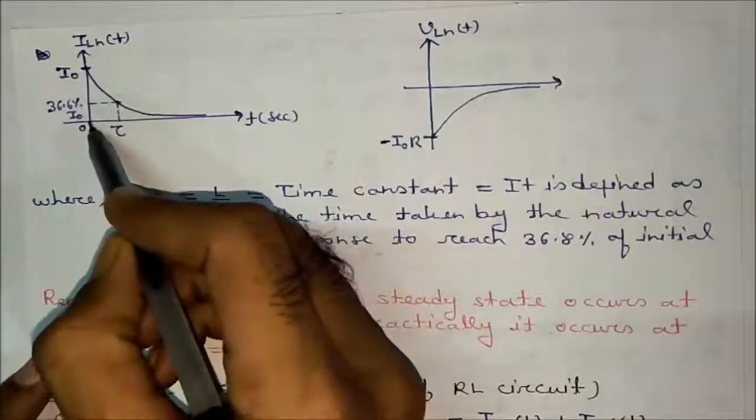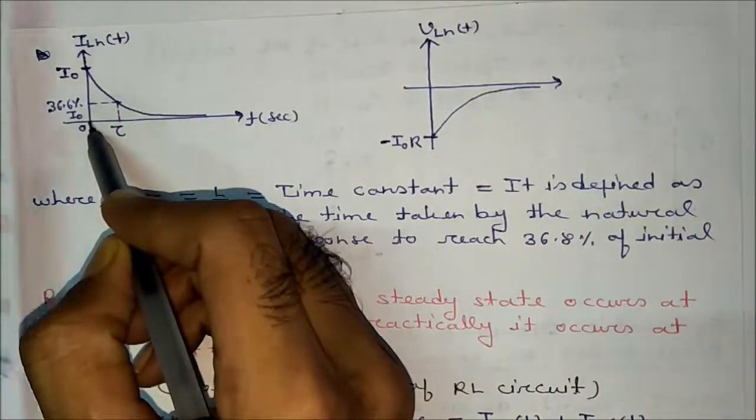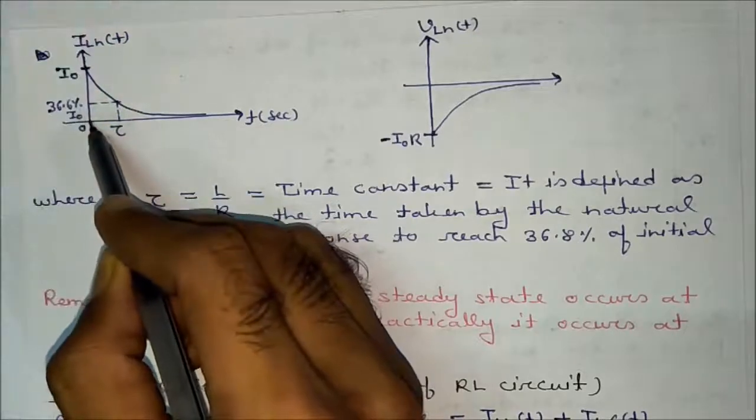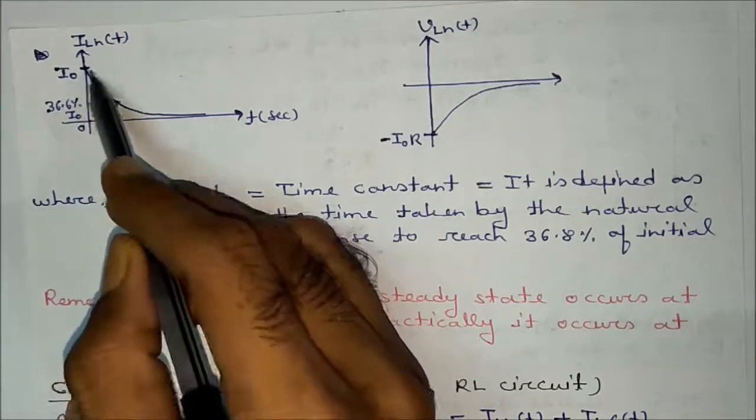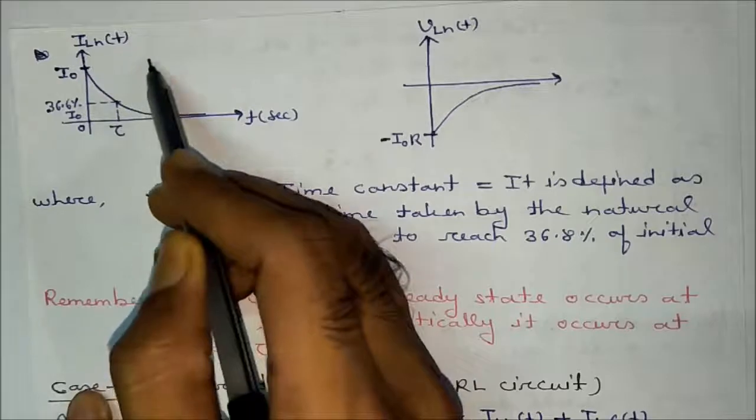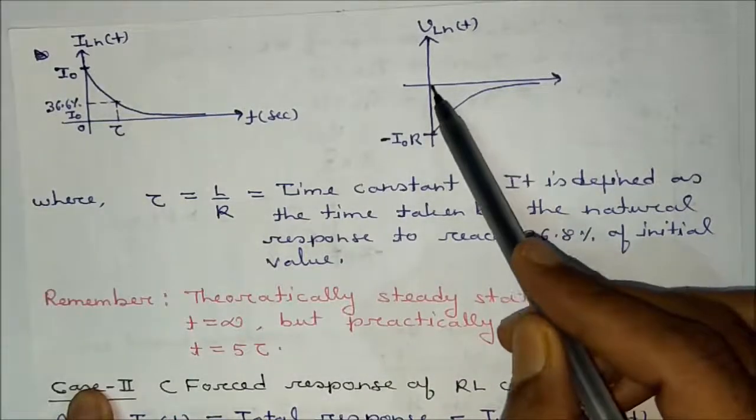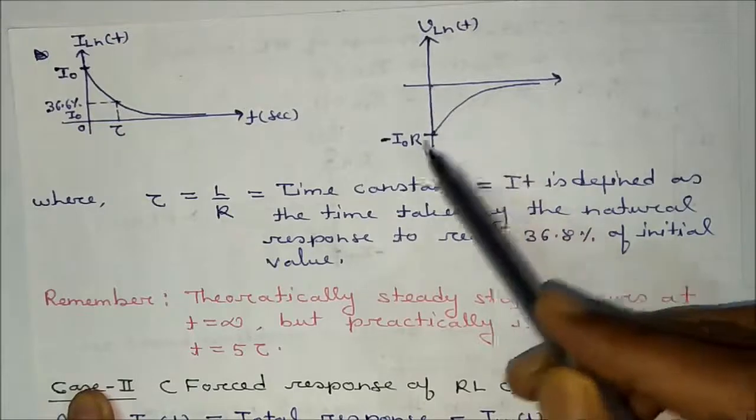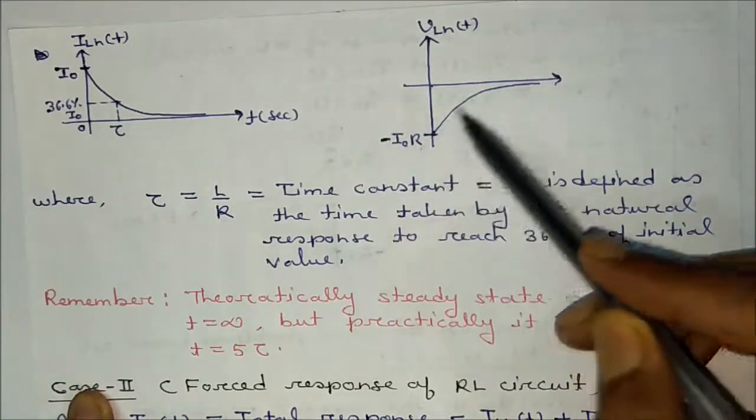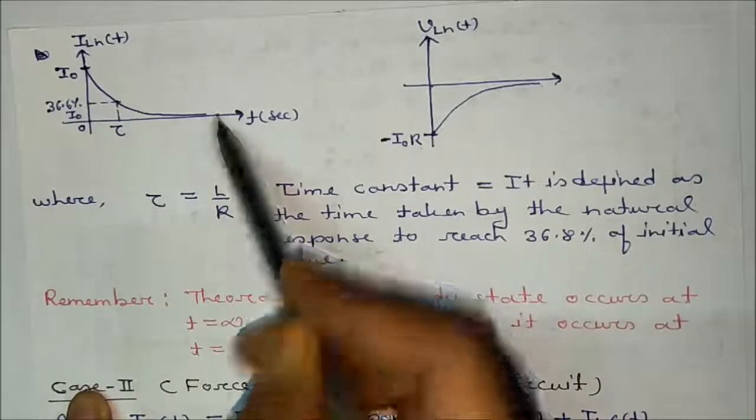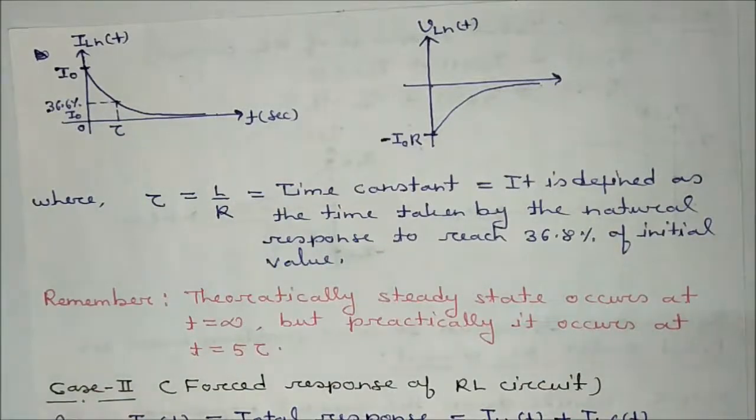What is the value? Check this one. T is equal to 0, e to the power minus 0 means what? That is equal to 1, and that is equal to I naught. Similarly, in the voltage expression, if you put t is equal to 0, you will get minus I naught into R. This will rise like this. This will decay like this. Okay. And the definition of time constant I have already defined.